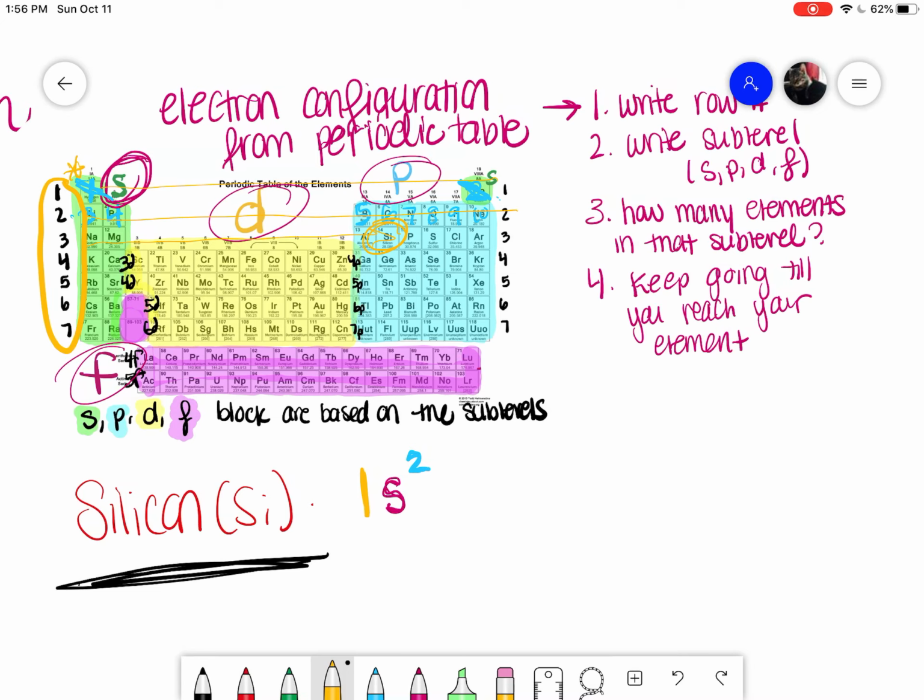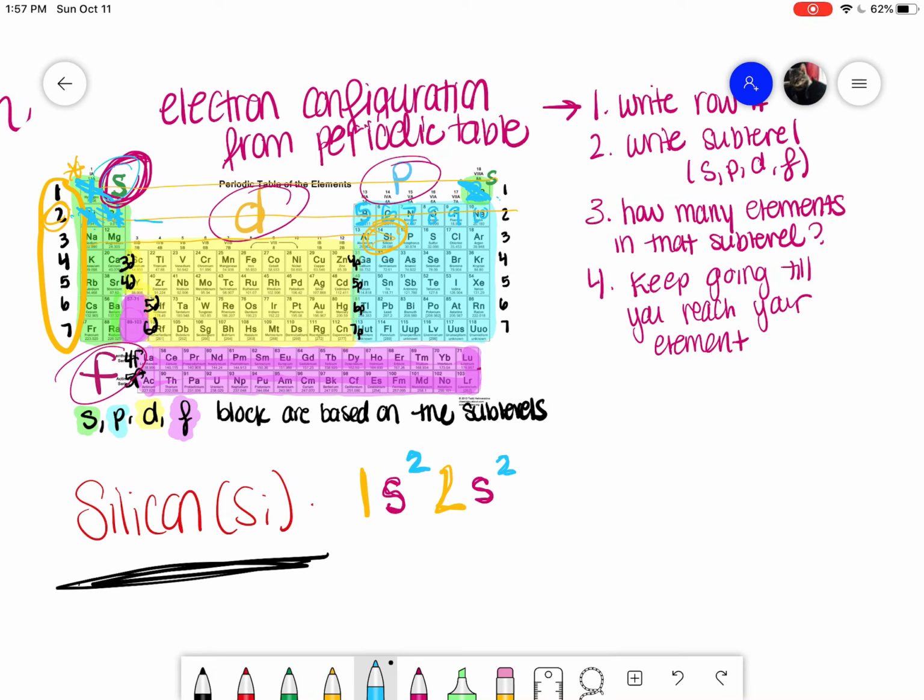So now we're going on to row 2. So we're going to write our row number, and then our sublevel. We're still in S. And then you have to write the number of electrons. So we go through 2 in our S. So we're going to write our 2.